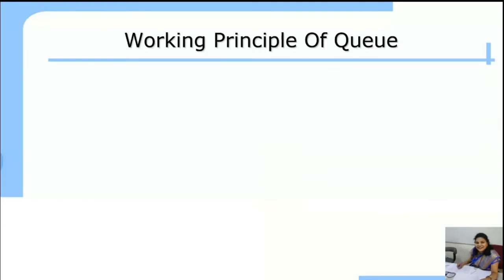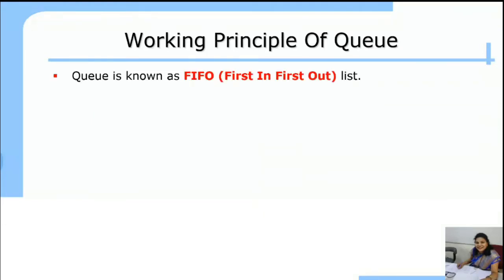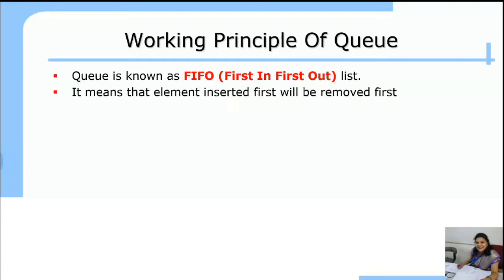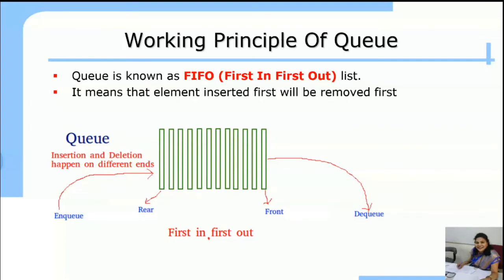Working principle of queue. Queue is also known as the first in first out list because the element inserted first will be removed first and the element inserted last will be deleted last. So this is a diagram. NQ stands for the insert operation, whereas DQ stands for the delete operation. This is the rear end and this is the front end. From the front end we perform the delete operation, and from the rear end we perform the NQ, that is insert operation.